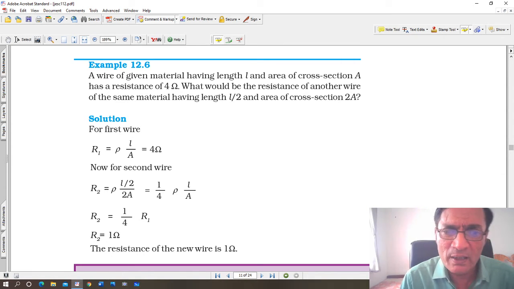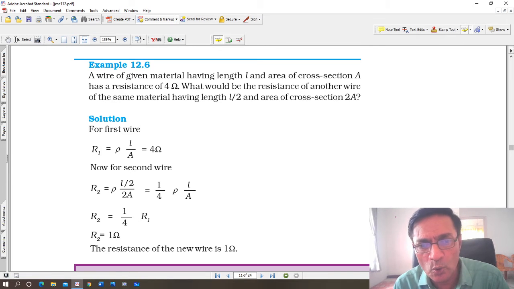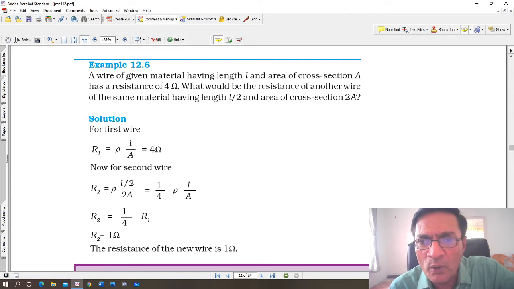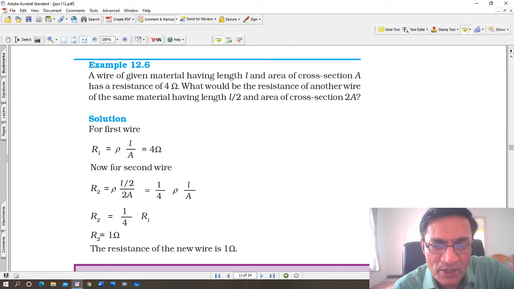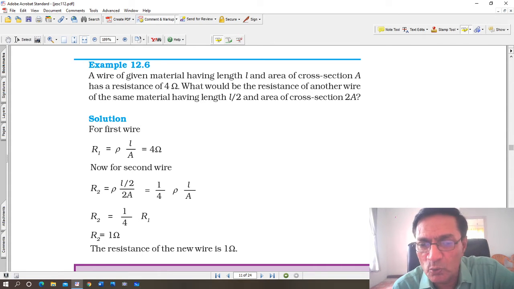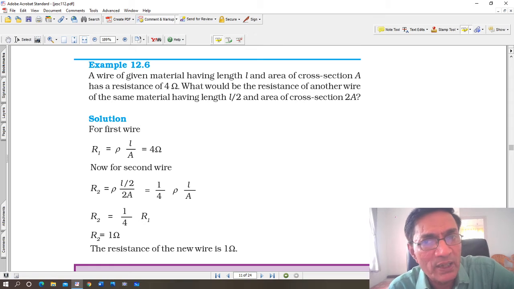For the first wire, resistance R1 is equal to rho into L upon A. Rho we keep as it is, and it will cancel out. L is the length of the wire, A is the area of cross section, and that is given as 4 ohms. Now for the second wire, the resistance R2 is equal to rho into L by 2 upon 2A, and that turns out to be 1 by 4 into rho L upon A. If you cancel it out, R2 is equal to 1 ohm. The resistance of the new wire is 1 ohm.